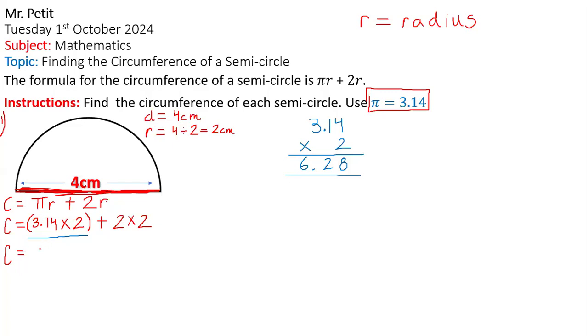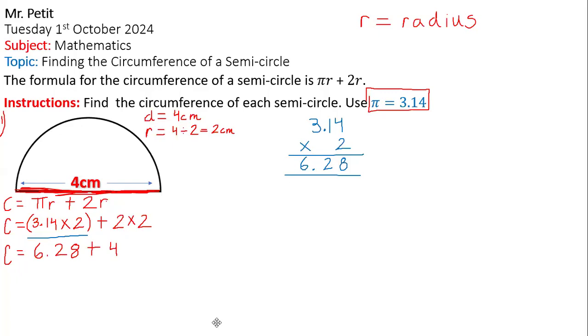3.14 multiplied by 2 is gonna be what? 6.28. Plus what? 2 times 2 is what? 4. 2 times 2 is 4. All right, so before we give the answer, let's see.